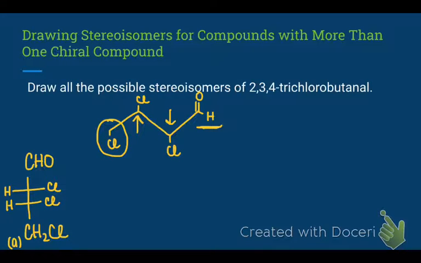Now the next possible structure, I'm just going to draw the mirror image of this. So I'm just going to flip this Fischer projection, keeping the CHO at the top, and then the CH2Cl at the bottom. I'm going to call this structure B. And all I'm going to do is flip those Cl's to the other side, like so, and flip the hydrogens to the other side. And if you look at those Fischer projections, you can see that they're non-superimposable mirror images. So A and B would be enantiomers.